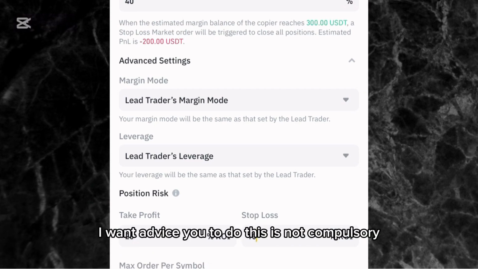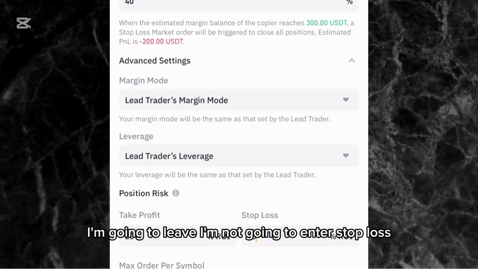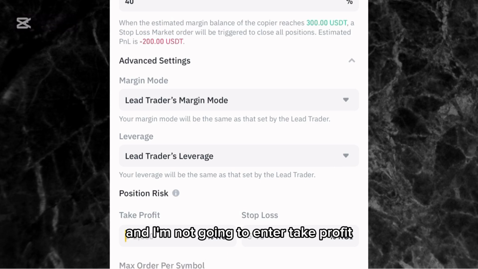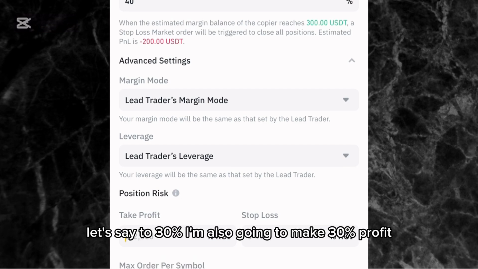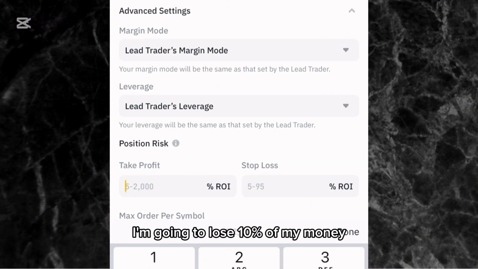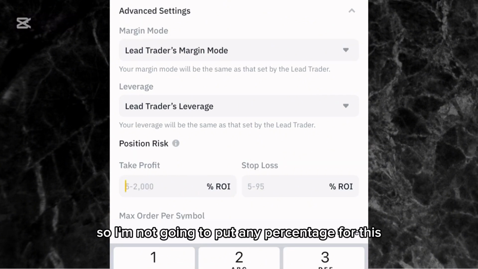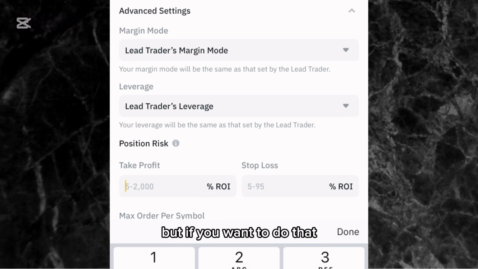But again, it's not compulsory. You don't have to do it, and you can also do it. So it depends on you. But for me, I'm not going to enter stop loss and I'm not going to enter take profit so that I don't contradict whatever the lead trader is doing. So let's say, for example, the lead trader takes profit at, let's say, 30%. I'm also going to make 30% profit. And if the lead trader pulls stop loss at 10%, I'm going to lose 10% of my money. So that's just it. I'm not going to put any percentage for this take profit and stop loss for every trade right here. But if you want to do that, you can.